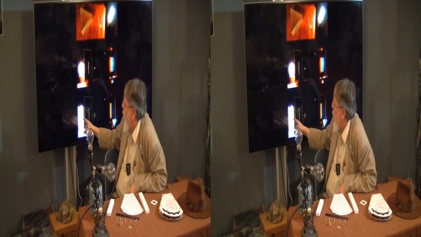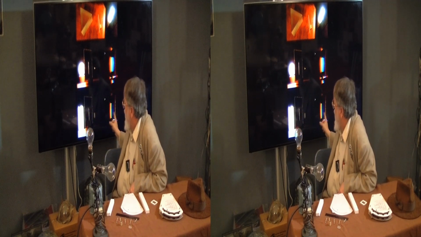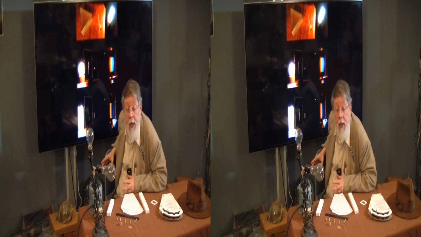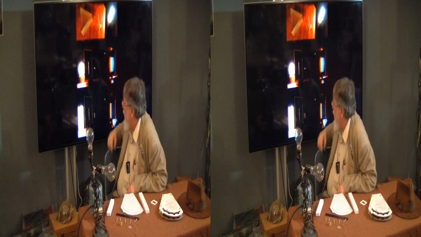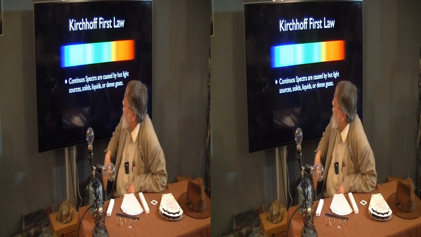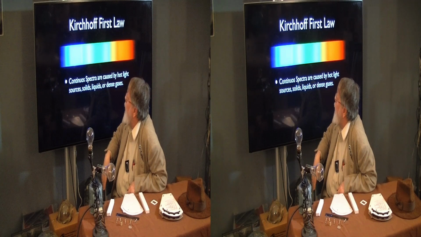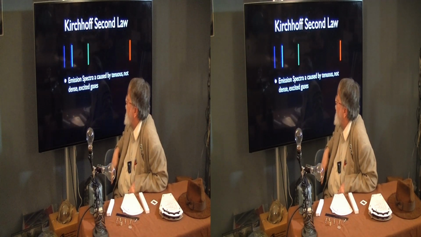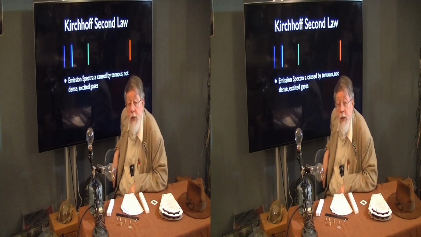This is a fluorescent light, and it produces what looks like an emission spectrum. It's a bit more complicated than that in reality, but anyway, it looks like an emission spectrum. There are 3 laws of Kirchhoff. This is Kirchhoff's first law. Continuous spectrums are caused by hot light sources. Solids, liquids, or dense gas. Kirchhoff's second law, emission spectrums are caused by tenuous, dense, excited gases.